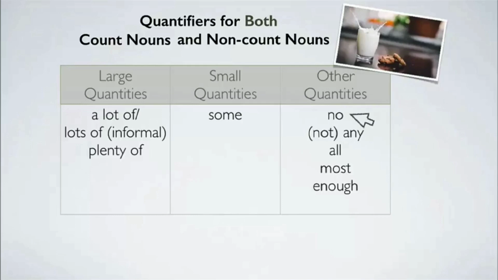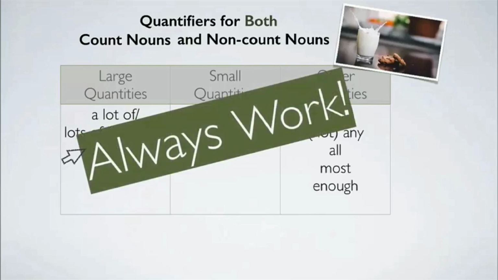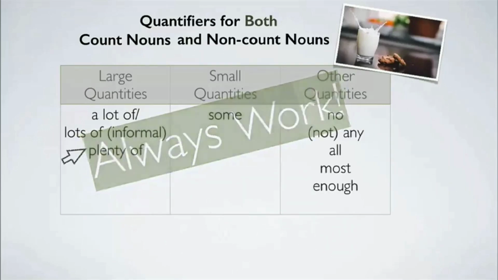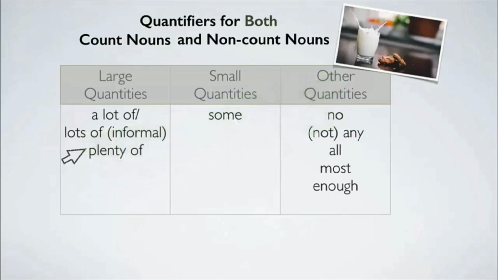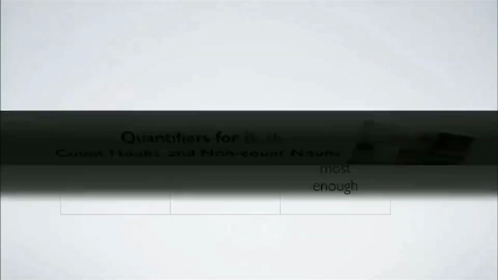Now notice some of the quantifiers are one-word quantifiers, like no or some, and others are phrases such as a lot of and plenty of. Now all of these quantifiers are really great to know because they always work. Even if you don't know if a noun is a count noun or a non-count noun, they're going to work fine.